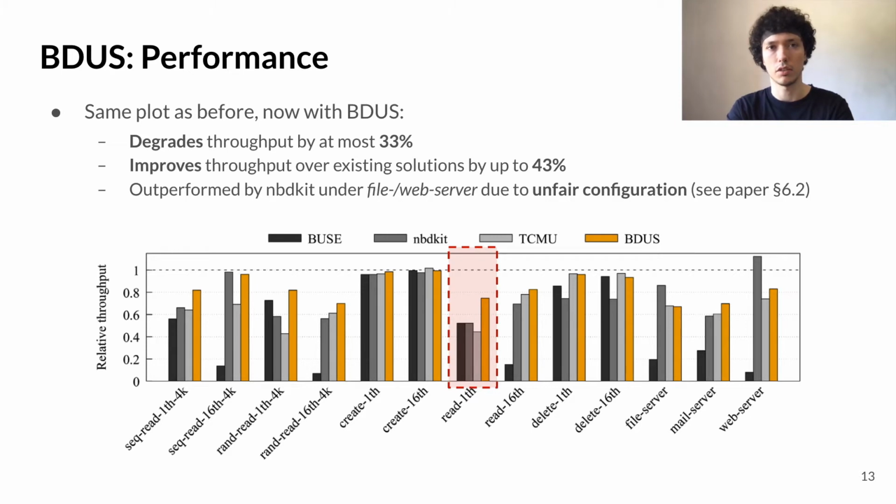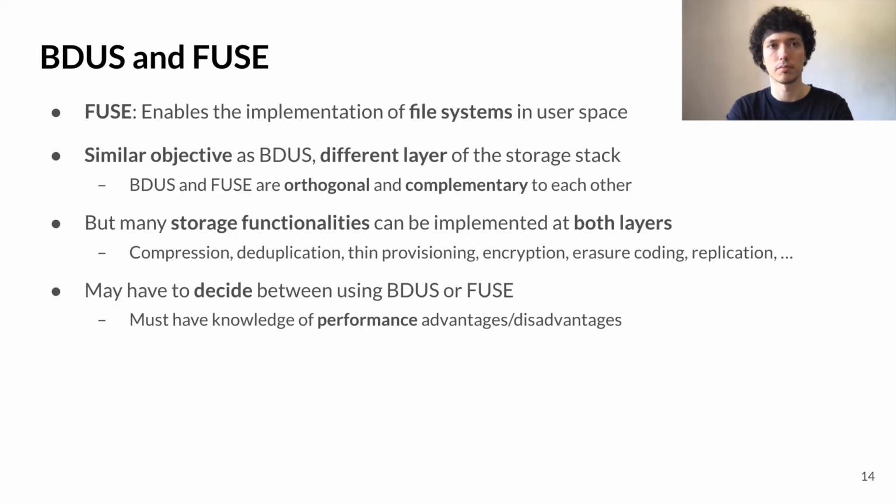The only two exceptions are the file server and web server workloads, under which NBDKit outperforms BDUS. However, this is due to the fact that NBDKit was configured with a total of 256 worker threads, while BDUS employed only 16. The reason for this configuration is explained in the paper.